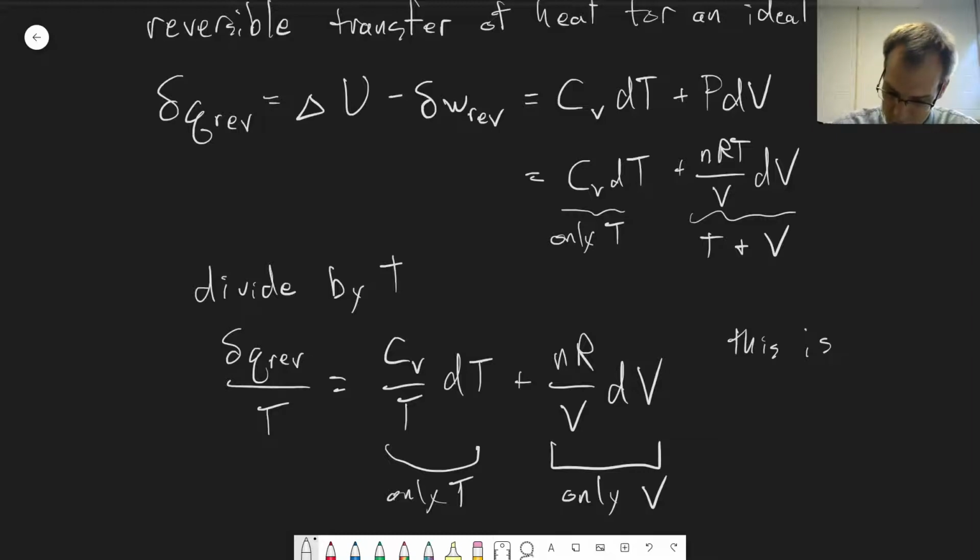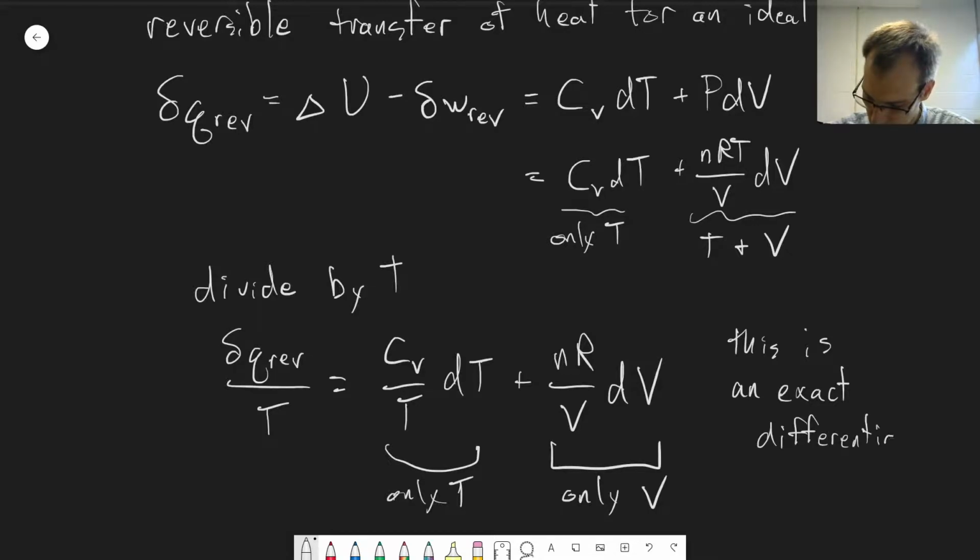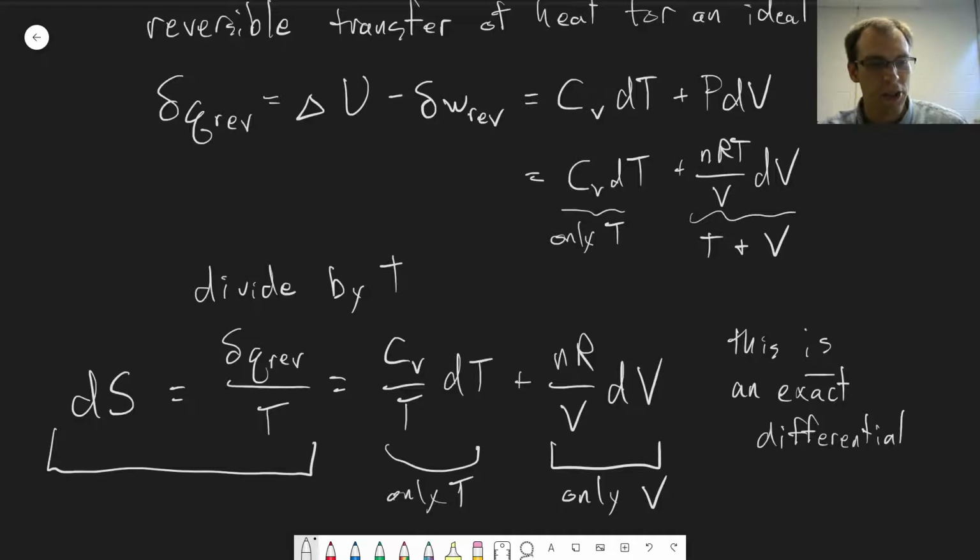And so this is what we define as the entropy. And we call this dS. And this is our definition here. The change in entropy is equal to the reversible heat change in a process divided by the temperature. And because it is an exact differential, this is a property of state functions. So this means that S is a state function.